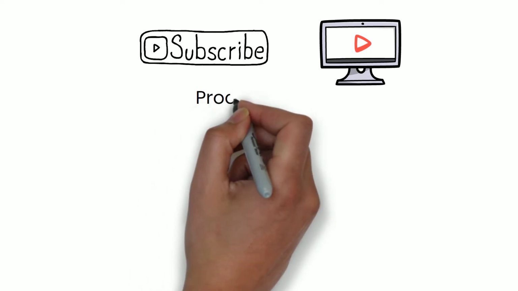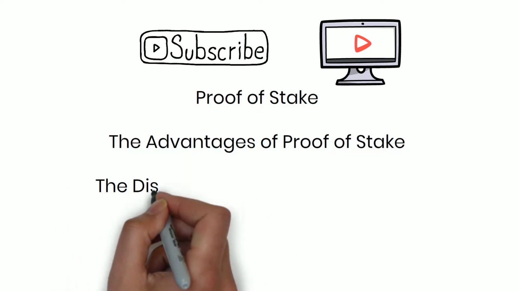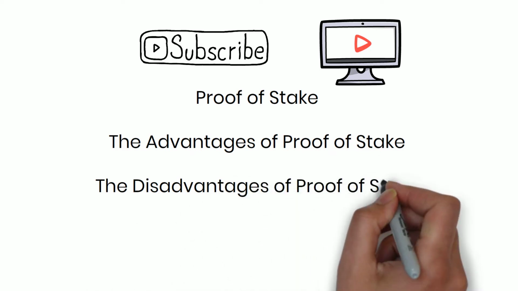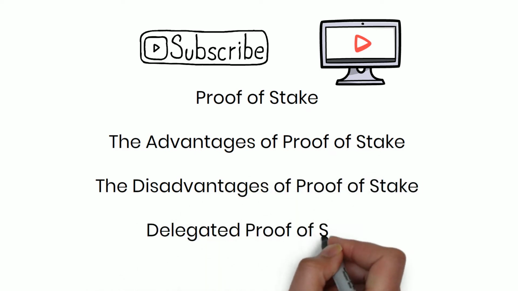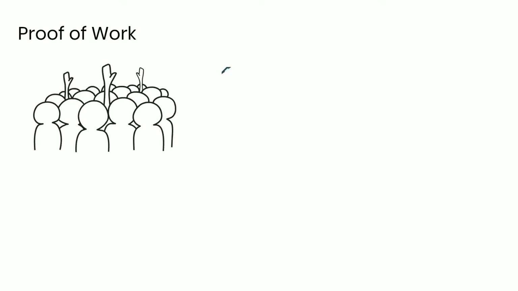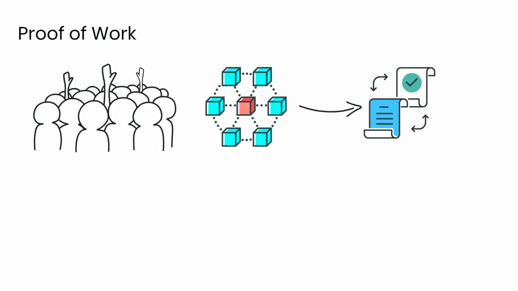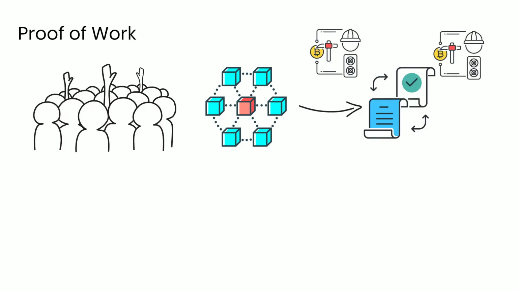We will be learning about proof of stake, the advantages of proof of stake, the disadvantages of proof of stake, delegated proof of stake. In order to understand proof of stake, you will first need to understand proof of work. The simple definition of proof of work is a consensus mechanism used by a blockchain to verify transactions. These transactions are confirmed by network participants called miners.